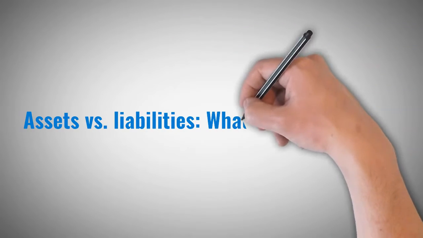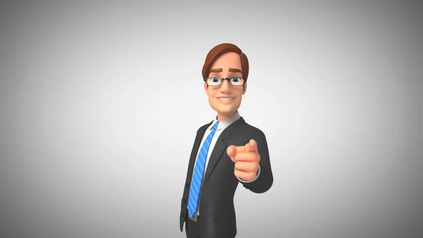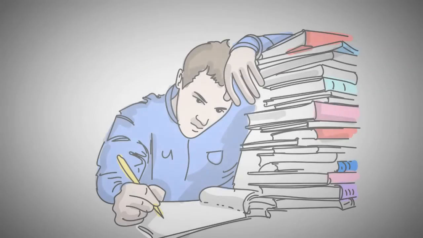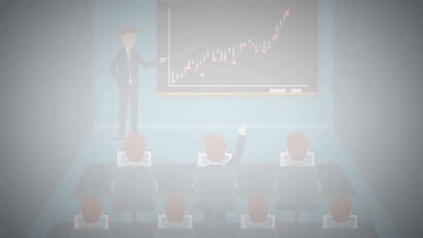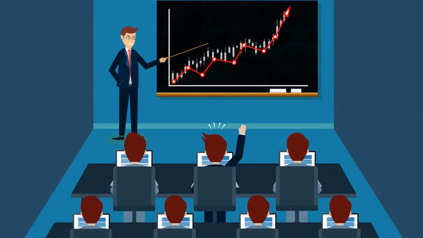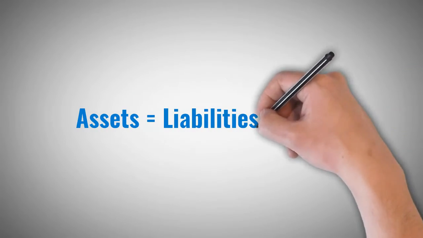Assets versus liabilities, what's the difference? We should start by talking about the accounting equation. This equation was drilled into my head for a couple of years when I started my accounting major. Then, when I was a teaching assistant, I drilled it into many other students' heads. Assets equals liabilities plus equity.